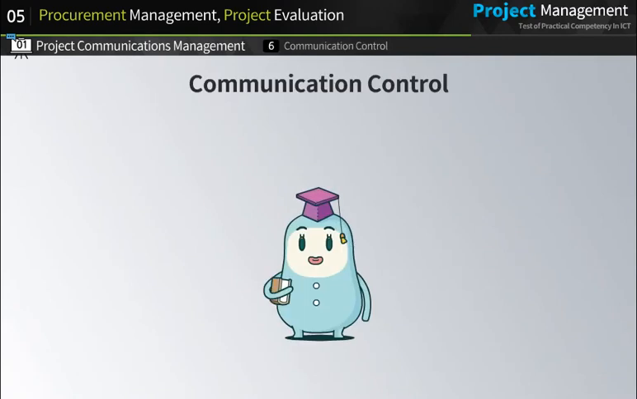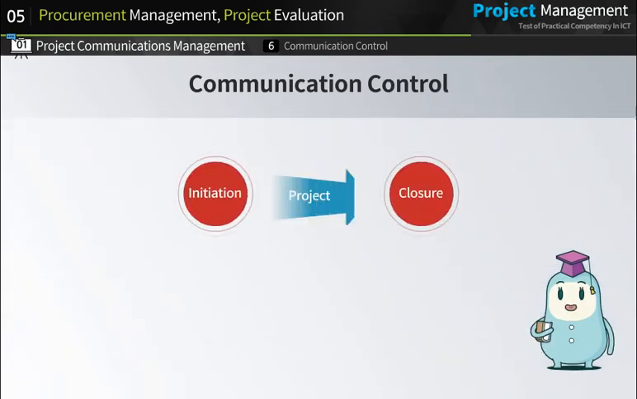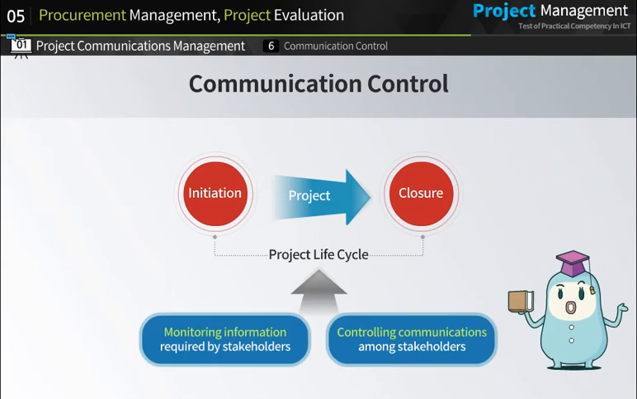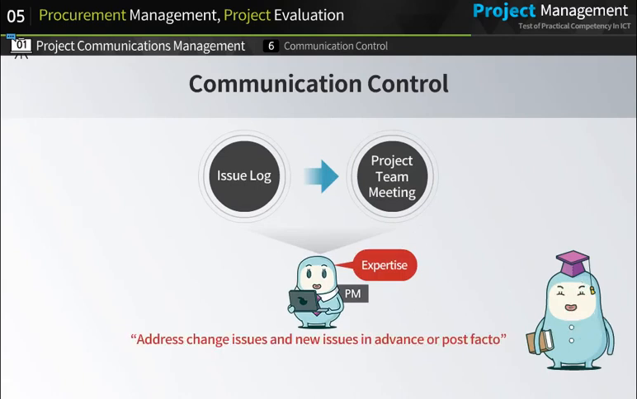Lastly, controlling communications. Controlling communications is conducted throughout the project lifecycle. In other words, it is the process of monitoring information required by stakeholders and controlling communications among project stakeholders. A project manager must address change issues and new issues either in advance or post facto, based on an issue log, through project team meetings, and by using his or her expertise.